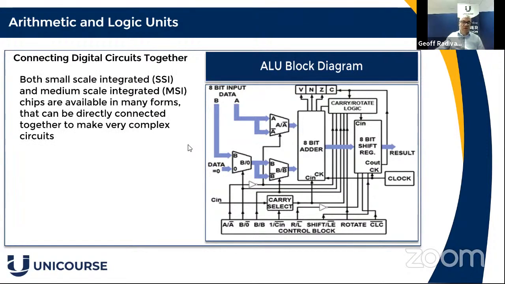And now it's both small and large scale integration used. They're all connected directly, and these make very complex circuits and allow design engineers to put them into control systems and make things a lot simpler. Because if you had to build these individually into discrete components, it would make the circuitry very, very complex.